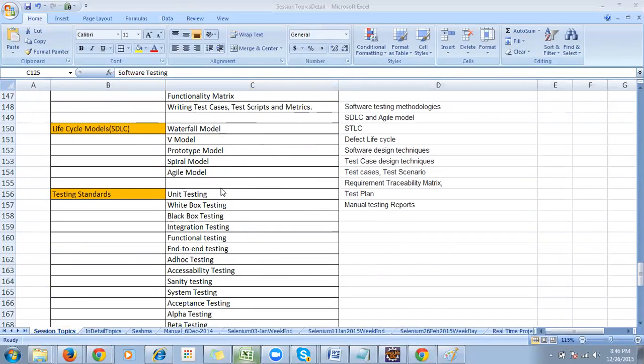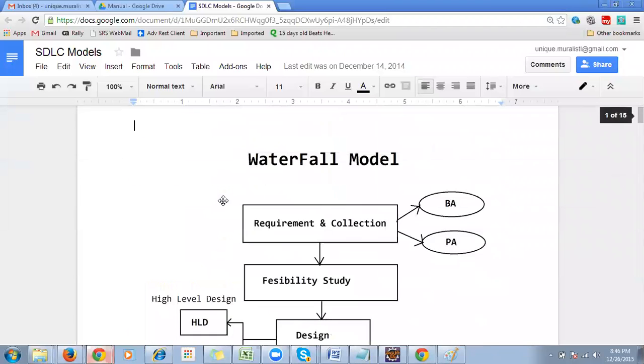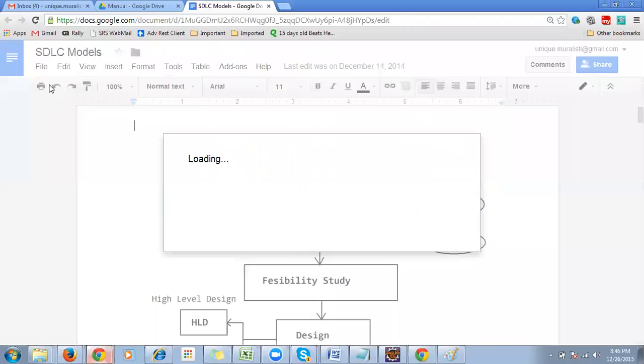Okay. So first, we'll see a little bit about the software development life cycle. Then after that we'll see the testing standards. First we'll see the basics of the software development life cycle, then we'll come to the testing standards. So first, if we come over here, I'll share this with you.